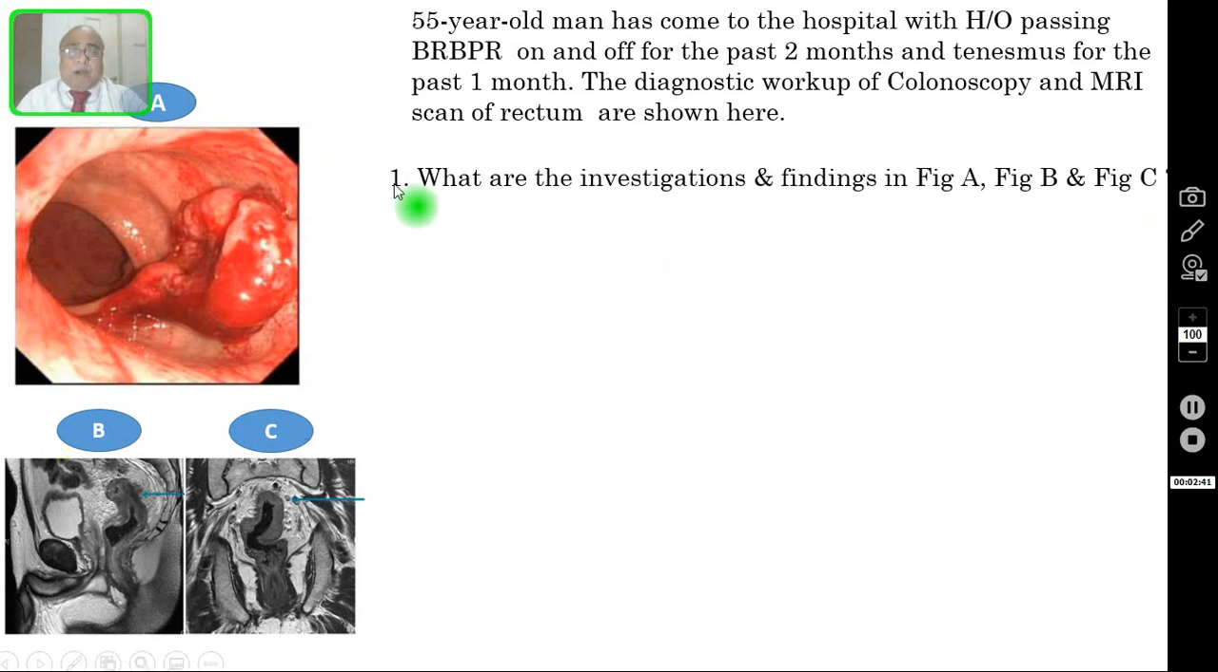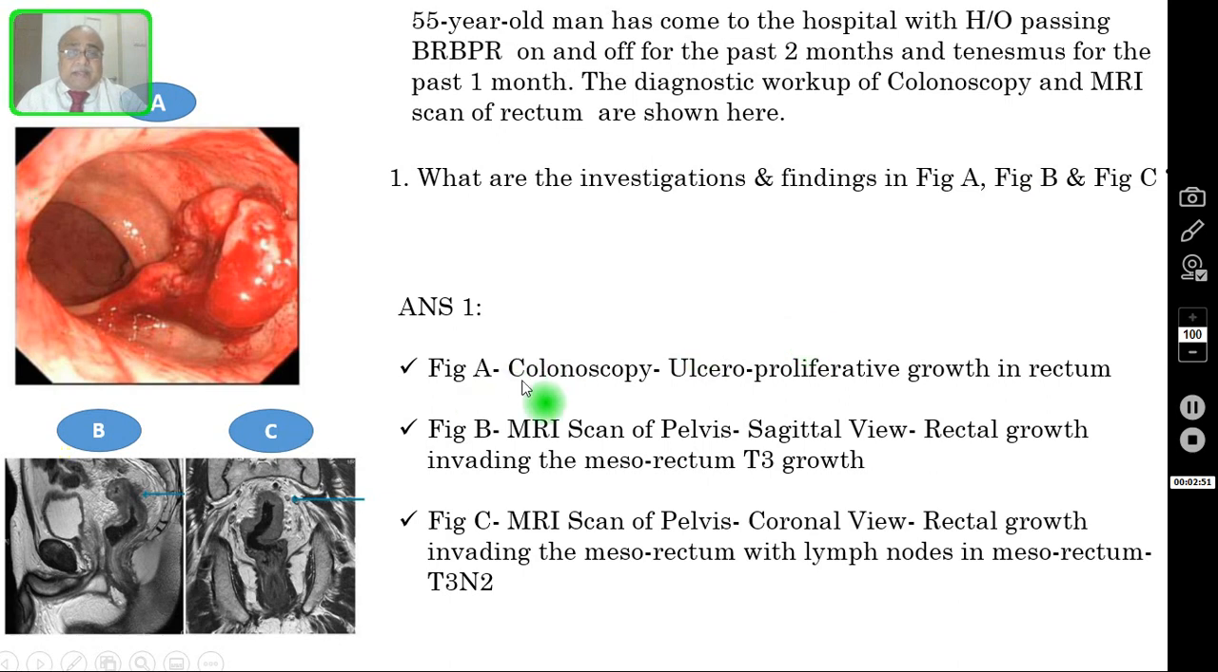So question number 1, what are the investigations and findings in figure A, figure B and in figure C? The correct answer is figure A is the colonoscopy. Here, this is a colonoscopic picture which is clearly showing an ulceroproliferative growth in the rectum.